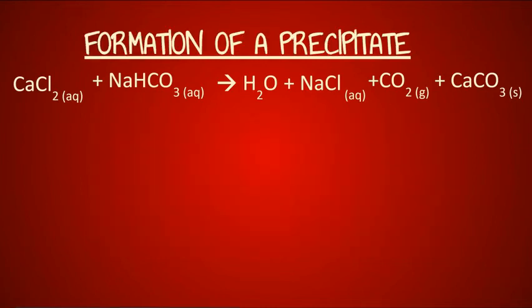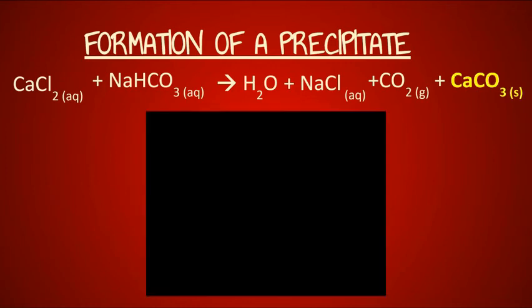So the last one is the formation of a precipitate. So a precipitate is a solid that forms from a solution. We have a solution here, and the solid that forms is called calcium carbonate. Now, you couldn't see this forming because of our color change, so I went ahead and put together a little video here so we could see what this looks like.